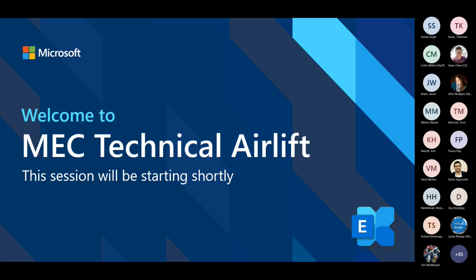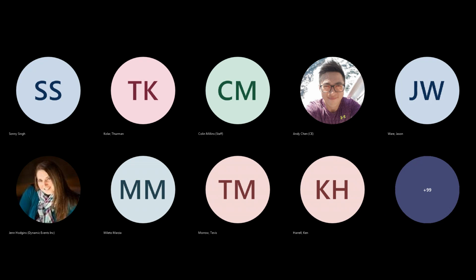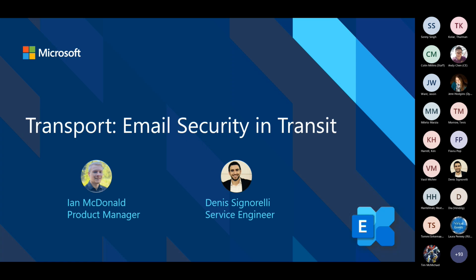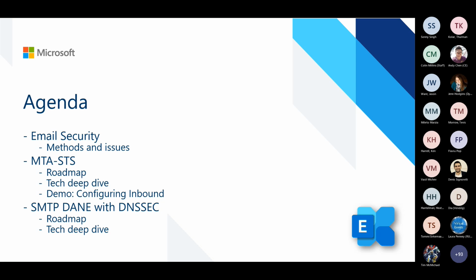Go ahead and switch to my deck now. Okay. Yeah, so we'll be talking through two email security methods today and some challenges with those current security methods. And then we'll look at two features that can be used to address those challenges. So first, MTA STS, and then SMTP DANE with DNSSEC.